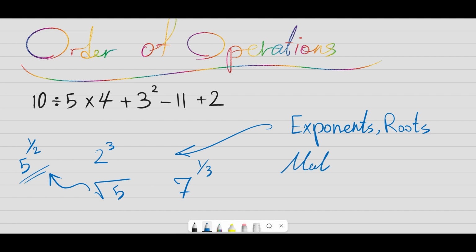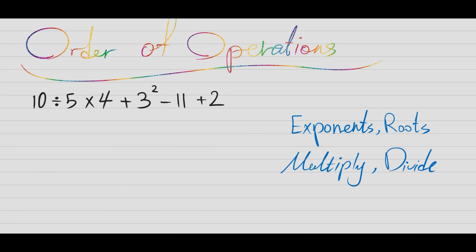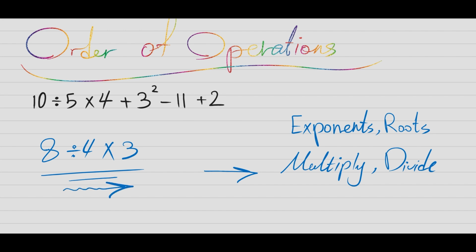Next up we have multiply and divide. Now lots of people out there think multiplying comes before division. Multiplication and division are actually done at the exact same time, and we do them by going from left to right. So for example, if we have 8 divided by 4 multiplied by 3, all the operations in this expression are on the same order. We will solve this going from left to right. So 8 divided by 4 will be equal to 2, and 2 multiplied by 3 is 6.